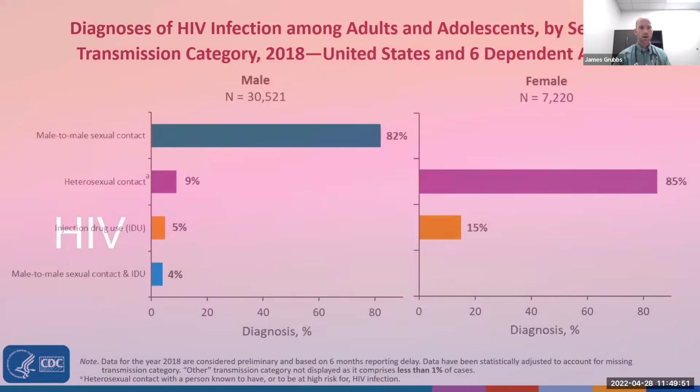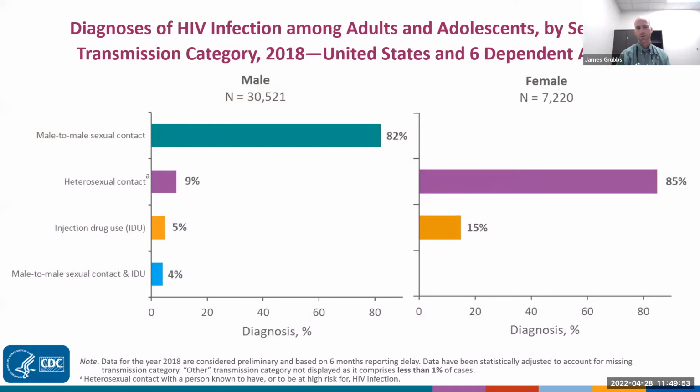Breaking it down by the two different infections, for HIV, we talked about risk factors. This looks at new diagnoses of HIV in 2018, which is when some of our most recent data from the CDC is available. And it breaks it down into men and women.